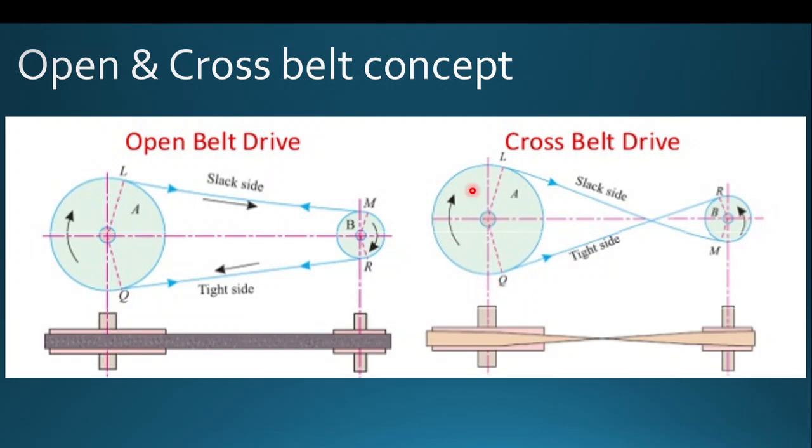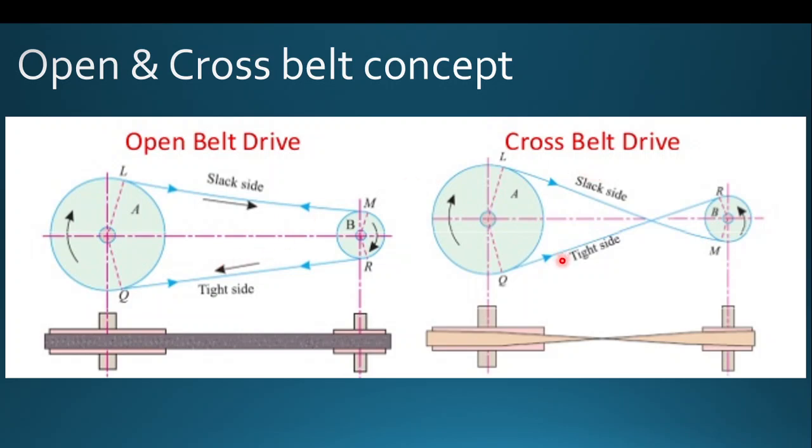And what is the difference between an open belt drive and a cross belt drive? In the case of the open belt drive, the rotation is not reversed between the driver and driven pulley. For example, if the driver pulley rotates in the clockwise direction, the driven pulley also rotates in the clockwise direction. But in the case of the cross belt drive, if the driver pulley rotates in the clockwise direction, the driven pulley will rotate in the counterclockwise direction. The direction of rotation is reversed in the case of the cross belt drive. That is one difference between these two.